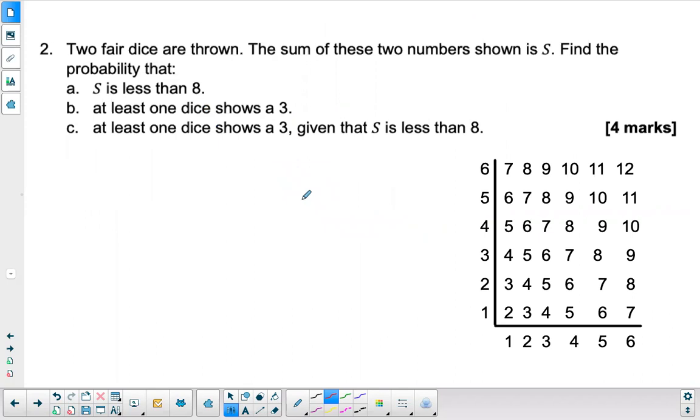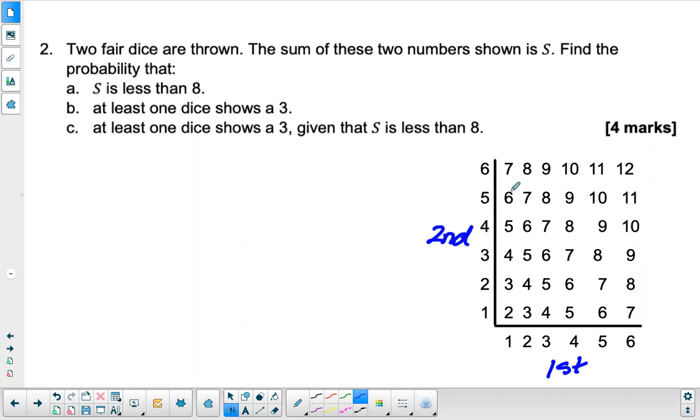Question 2, this is a question that tries out for a sample space, which is what I've done here. So this is the first dice here along the bottom. This is the second dice along here, up here. And these are the sums. If you roll a 6 and 6, you get 12. So we're looking for, first off, the probability that S is less than 8. So P, S less than 8.